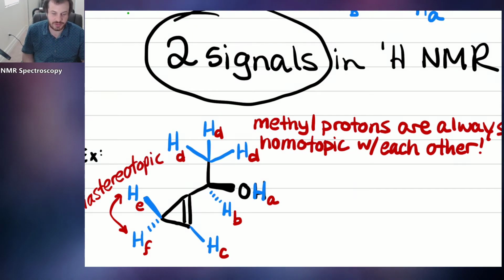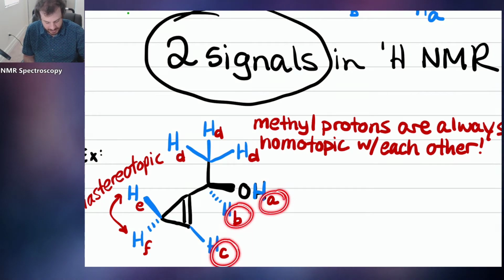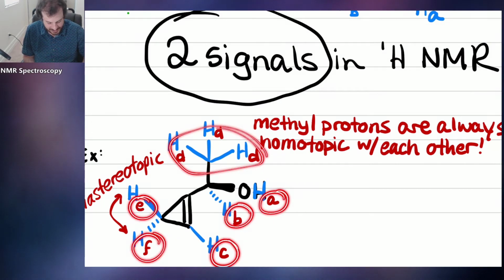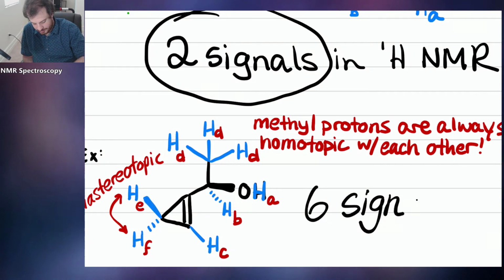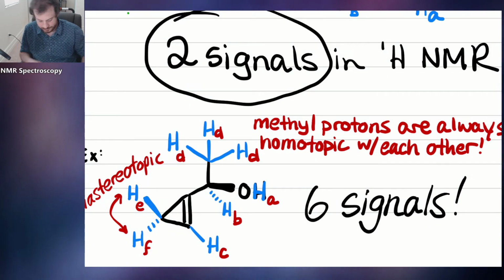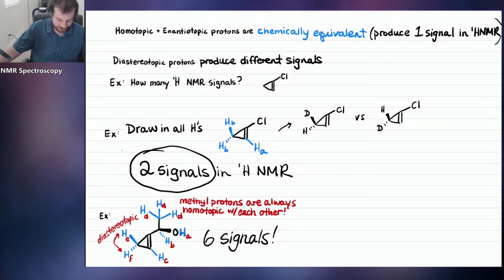Okay, so how many signals did we generate? Let's count the letters. 1, 2, 3, 4, 5, 6. 6 signals. Awesome.